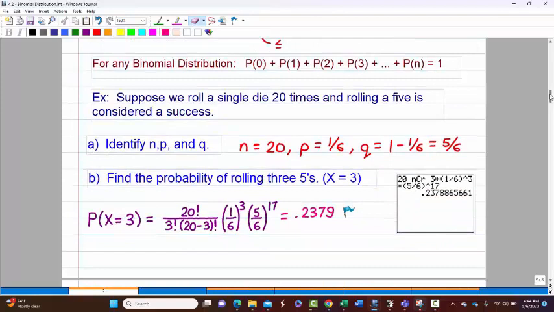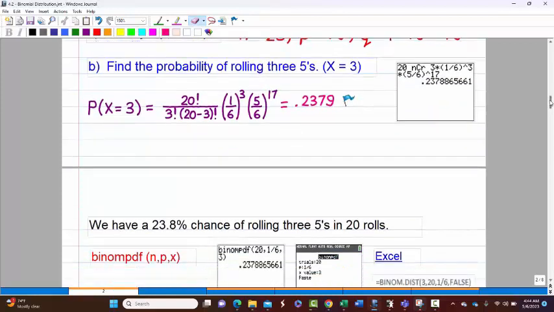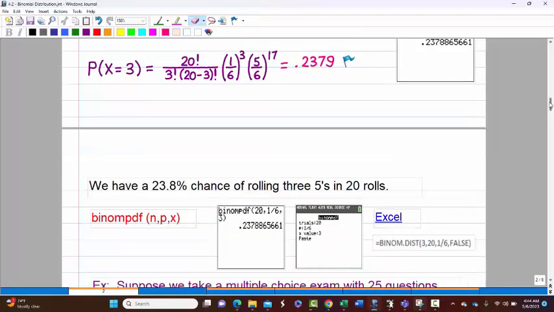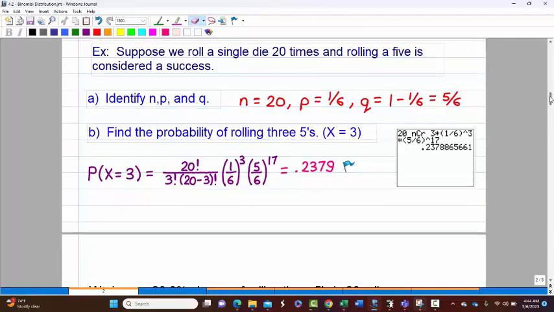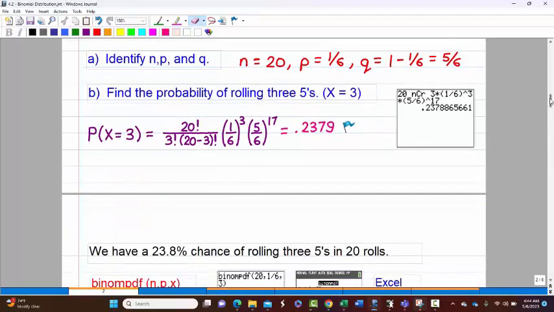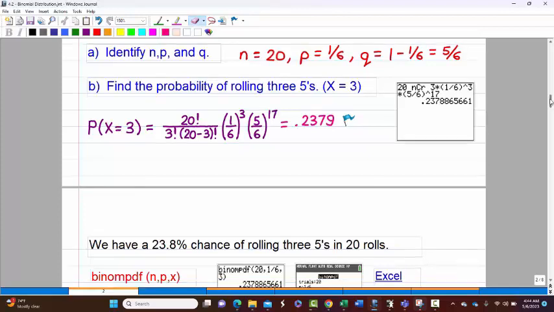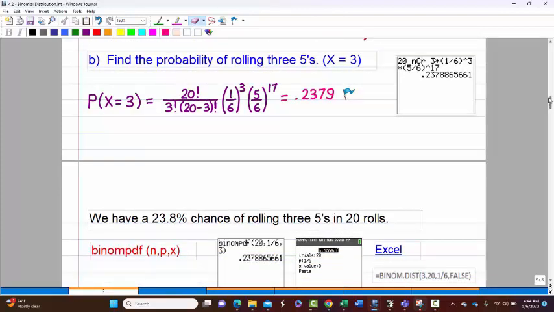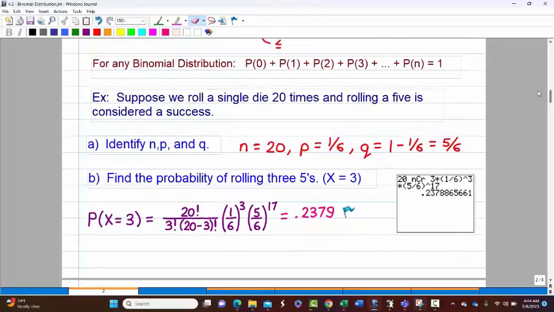So let's look at this single die example here. I may not retype all these in the calculator, because like I said, we'll see real-time examples in Excel and the calculator in my stat lab, but it'll be here for you to look at. So 20 times, that'll be your n. This time we're only considering a 5 to be a success. So that's a 1/6 probability.